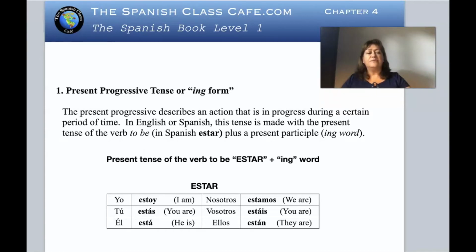The present progressive tense, in English or in Spanish, does use the present tense of the verb to be in English and the verb estar. You know, we have two verbs to be, ser and estar. The present progressive tense is going to use the present tense of the verb estar.